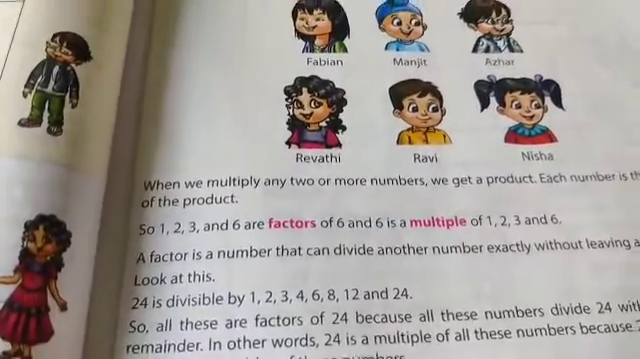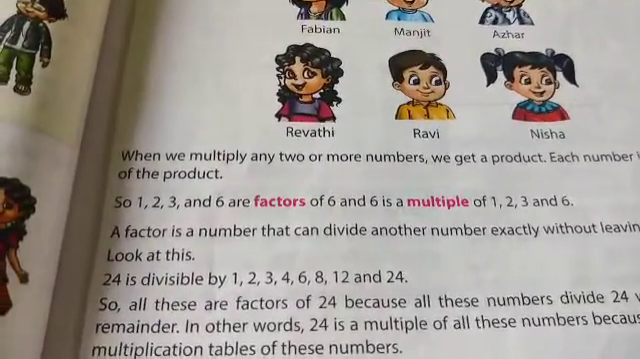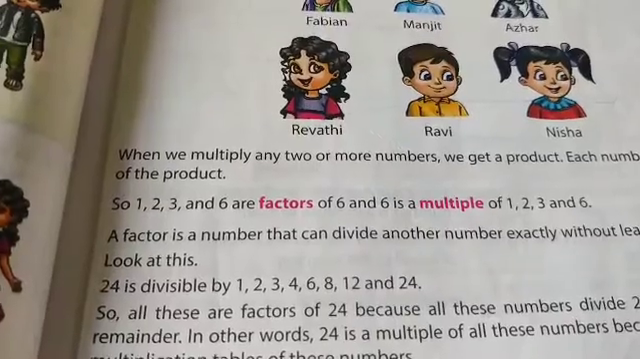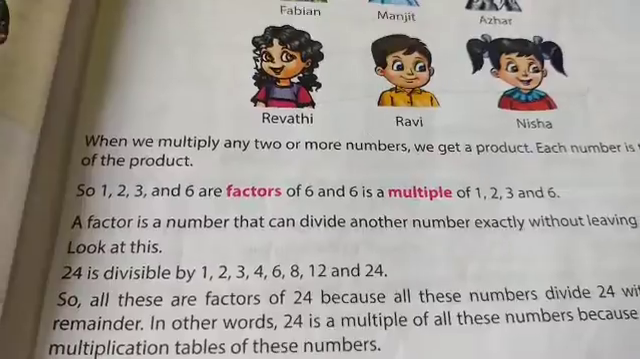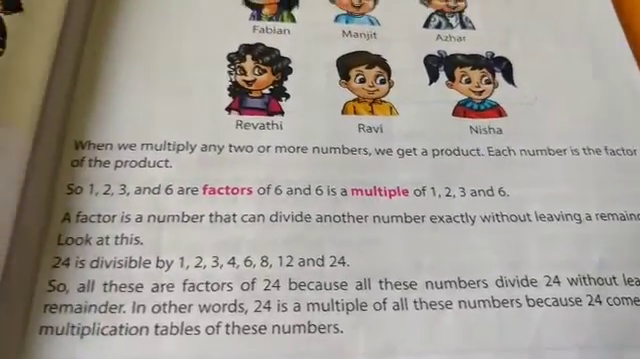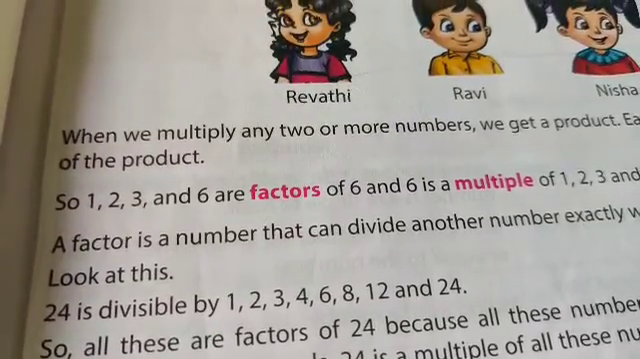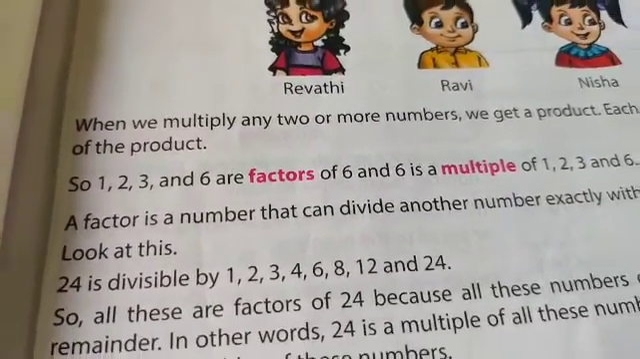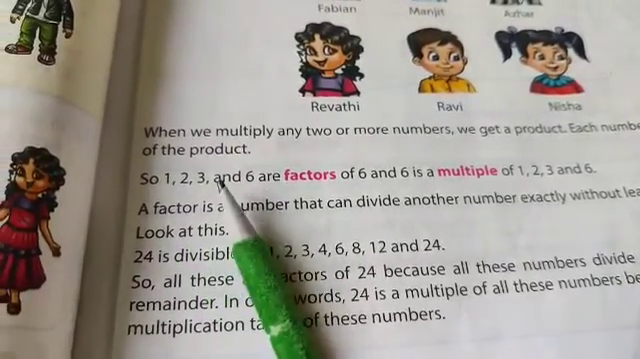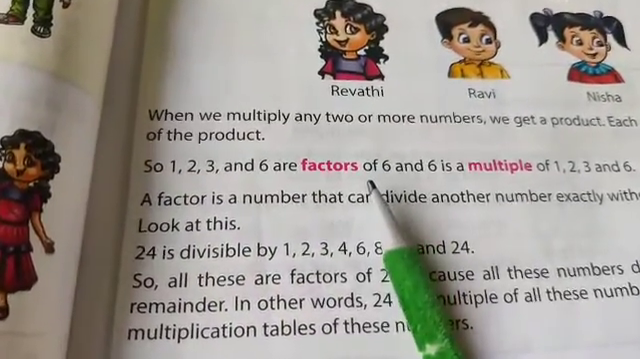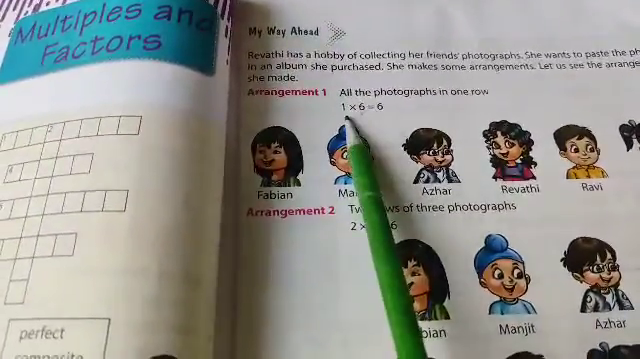So now see, when we multiply any 2 or more numbers, we get a product. Each number is a factor of the product. Let's see. So 1, 2, 3 and 6 are the factors of 6. Is it clear?